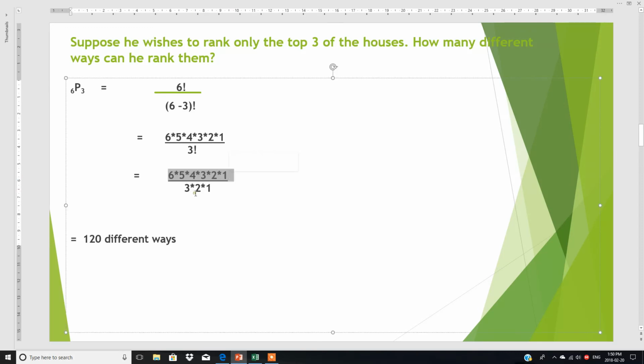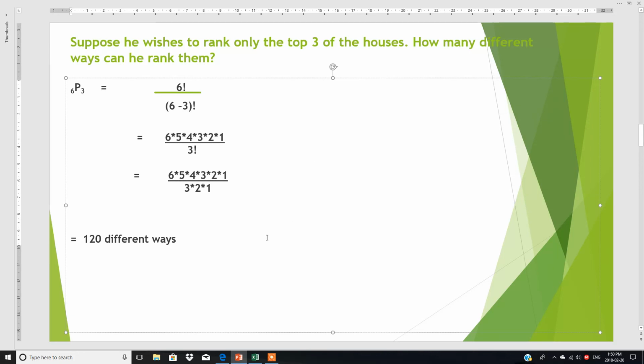These will cancel out each other. 3 times 2 times 1 is equal to 6. And then the remaining is 6 times 5 is 30, 30 times 4 is 120. If he wishes to rank 3 top houses, there are 120 different ways to rank the top 3 houses, right? So this is the permutation.